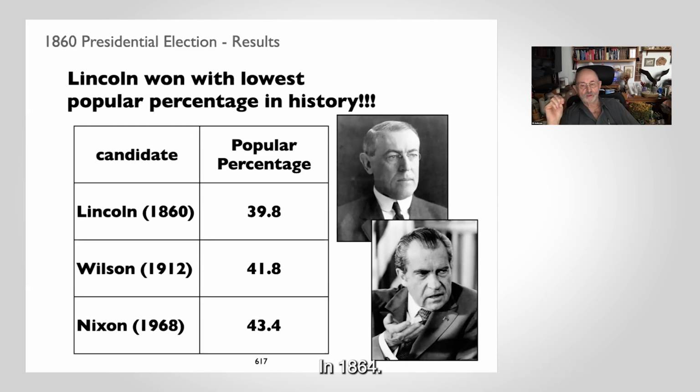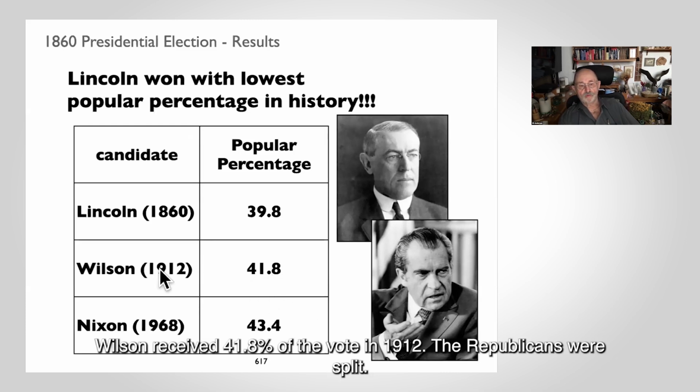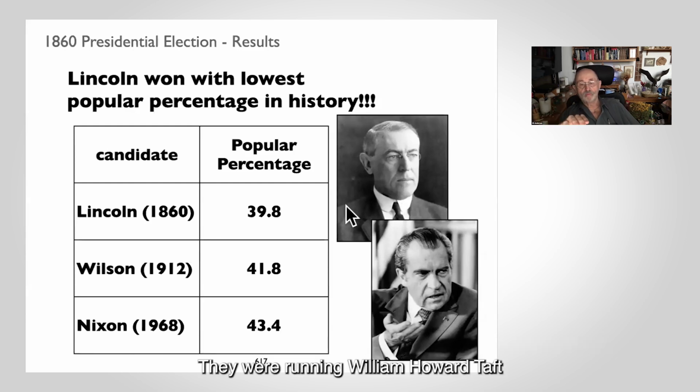in 1860. Wilson received 41.8% of the vote in 1912. The Republicans were split. They were running William Howard Taft, and then Roosevelt wanted a third term, and he ran in the Bull Moose or Progressive Party. Consequently, the Republican votes were split, and Wilson won with just 41.8%. Nixon in 68 had just 43.4% and won the election. And that's because the Democrats were split.